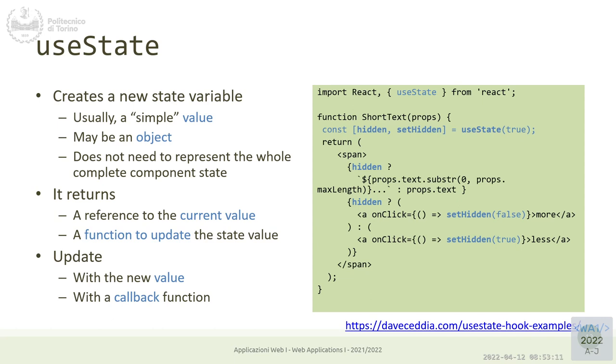This is not a real setter because it's not a synchronous operation. It is not changing the state. It's scheduling a future change of the state. So in a given execution of the function, if you call setHidden to false or setHidden to true, it doesn't change the value of the state. Hidden will remain true or false depending on how it was at the beginning of the function execution. But at the next execution, React realizes that the state has changed, will change the state value and re-render the function. So it calls the function again with the new value. So when I'm calling a setter on a state variable, actually I'm asking React to change the value and re-execute this function as soon as possible.